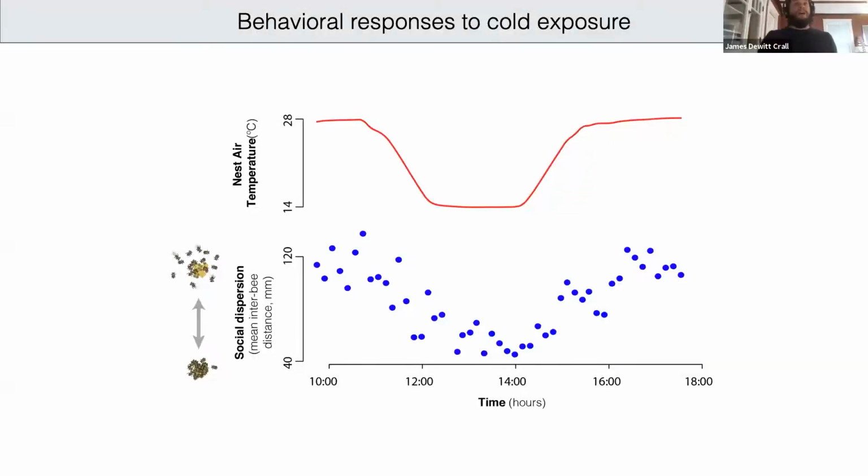So if we quantify the behavioral responses, one thing we can do is measure that clustering by just taking the distance between bees. And you can see as it gets colder, they do get closer together. So we can measure that behavioral response.